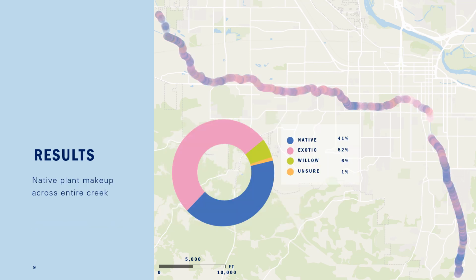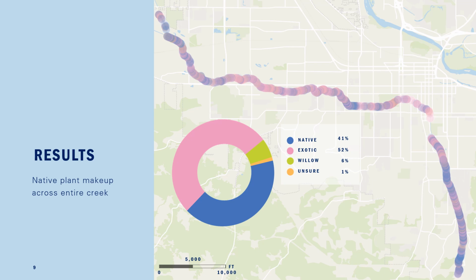So this is, again, a very broad look, but you can see here how much variation there is in native versus exotic plant populations depending on the area of the creek. The segment closest to the headwaters has the highest concentration of natives, as well as the segment near Royal Avenue where there has been more restoration effort and less human impact.